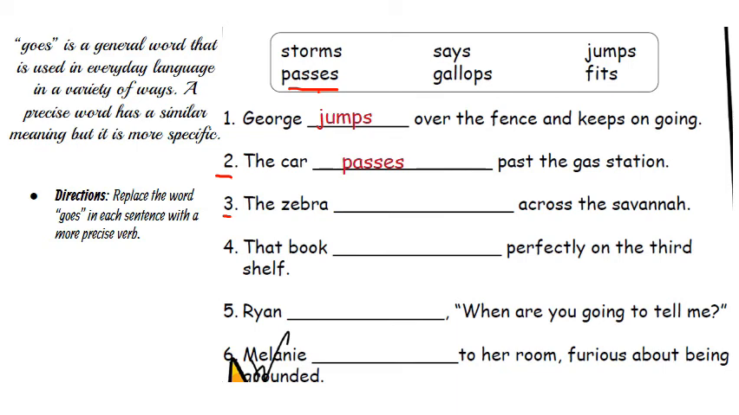Number three, the zebra goes across the savannah. The zebra is an animal, so rather than saying goes across the savannah, I can say gallops. It's a more precise word. Number four, that book blank perfectly on the third shelf. Rather than saying goes perfectly, I can say fits perfectly. Number five, Ryan goes means says, so I can say says. Number six, Melanie to her room furious about being grounded. She storms. Storms means she goes so fast.